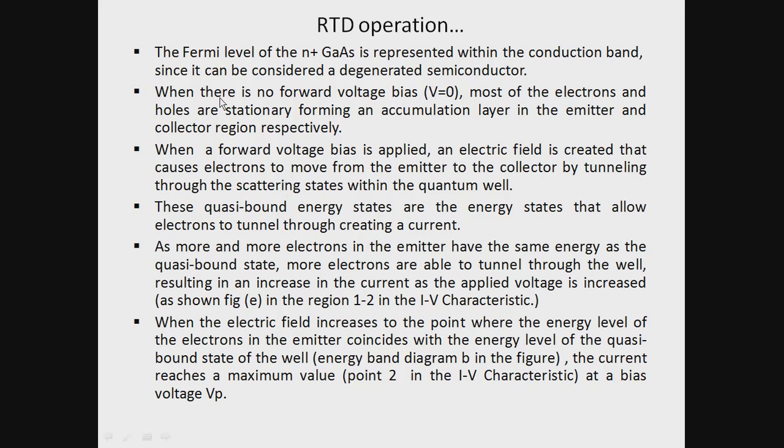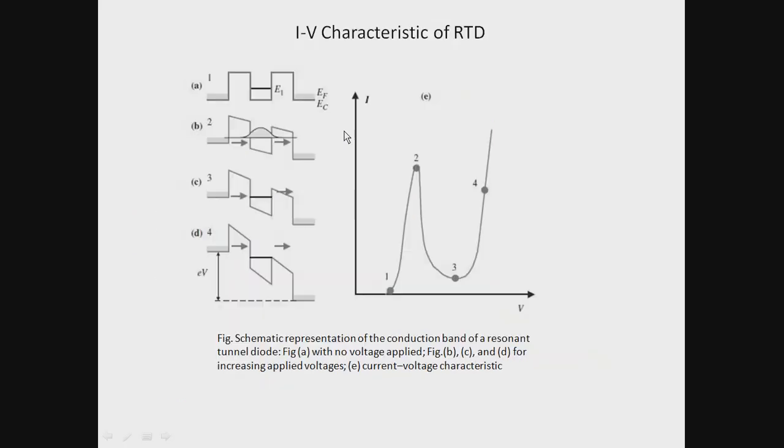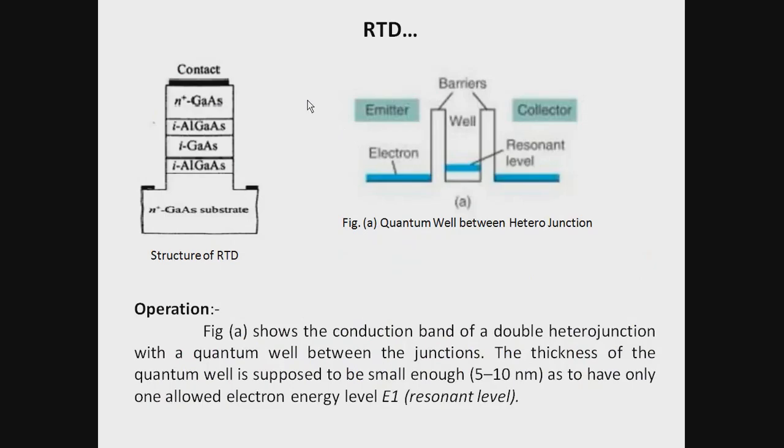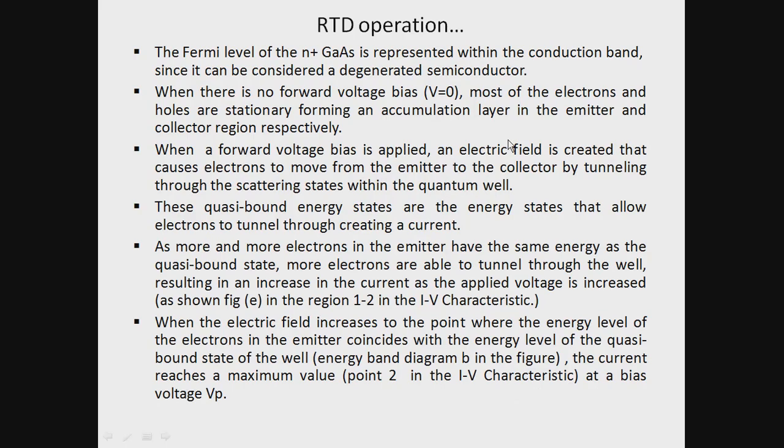Since it can be considered a degenerated semiconductor, when there is no forward voltage bias applied, that is V equal to 0, most of the electrons and holes are stationary, forming an accumulation layer in the emitter and collector region respectively. So when there is no voltage applied, the electrons and holes are actually accumulated at the emitter side and collector side.